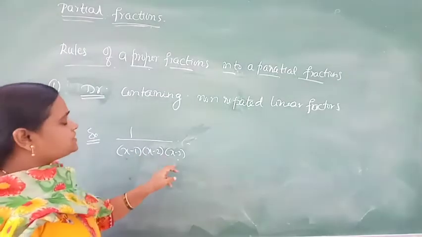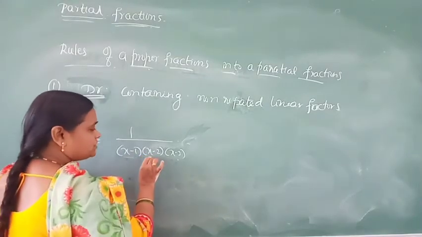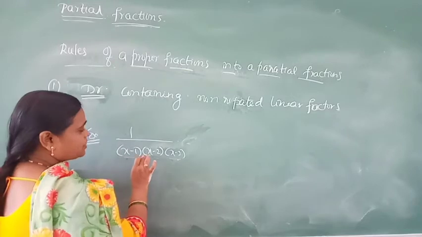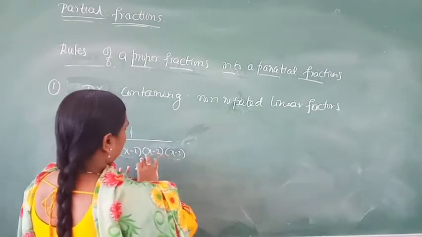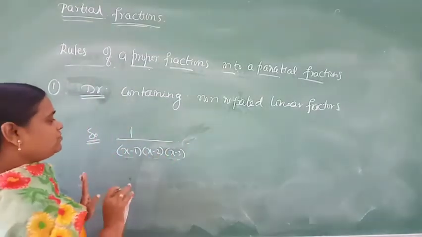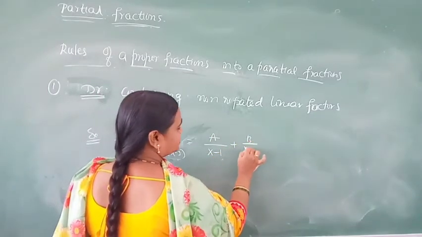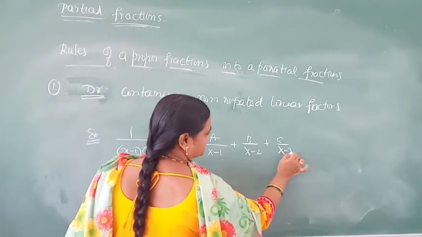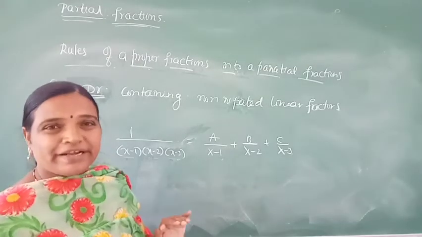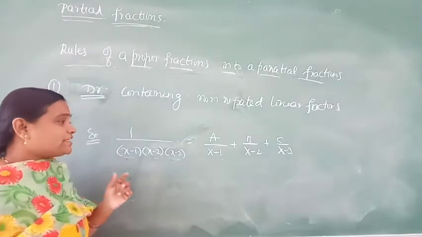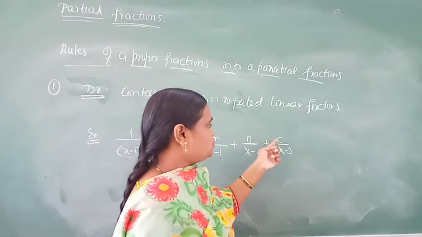See how many factors exist here? 3 factors. And just concentrate. This is x minus 1, this is x minus 2, x minus 3. All the linear factors are different, means non-repeated. 1, 2, 3, they are different. If they are different, we can write this in the form of A by (x minus 1) plus B by (x minus 2) plus C by (x minus 3). This is how we can express. Understood or not? If the factors are not repeated, then we can write A by (x minus 1), B by (x minus 2), C by (x minus 3).